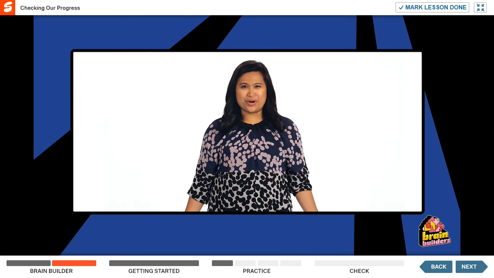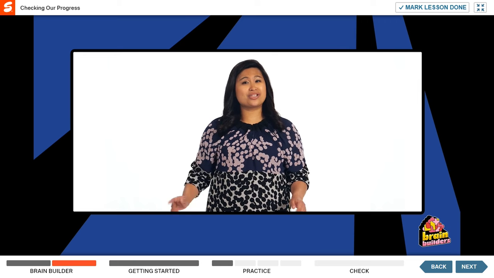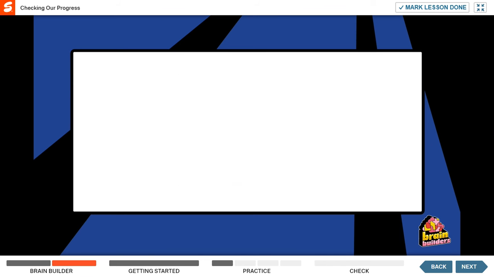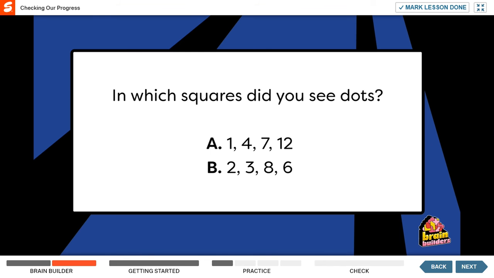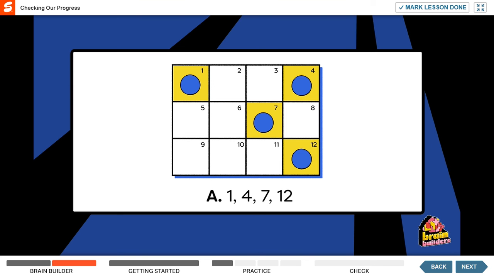It's time to build your brain. Today you'll play level 1 of a game called Disappearing Dots. Look at the grid. Remember where each dot is located by remembering the number in its square. If you think the answer is A, tap your head. If you think the answer is B, wiggle your fingers. The answer is A. You should have tapped your head.